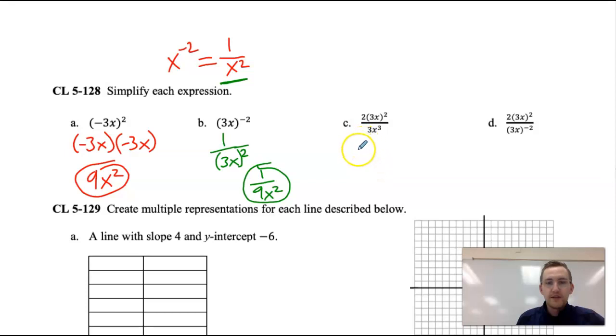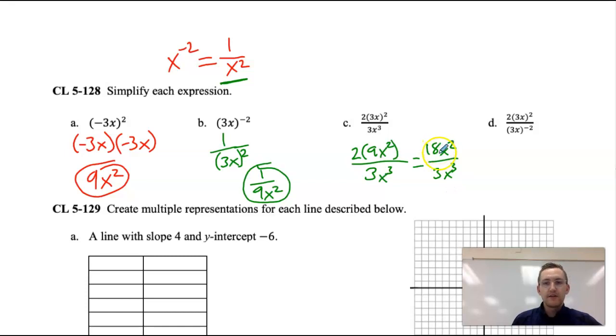So we know that the numerator is going to turn into 2 times 9x squared, all divided by 3x to the third. Let's simplify our numerator first. So if we simplify that, then we get 18x squared all over 3x cubed. And now we finally have something that we can simplify, now that we got all of our stuff simplified on the numerator first.